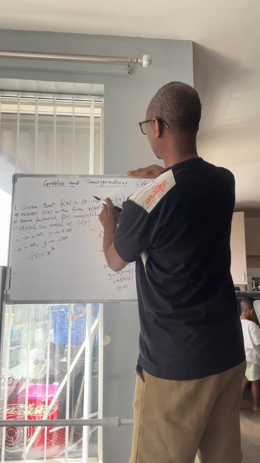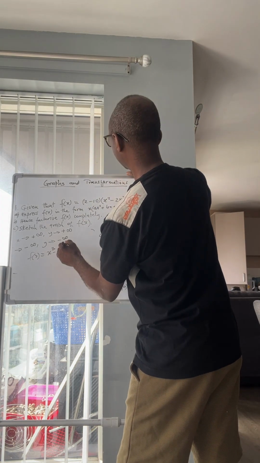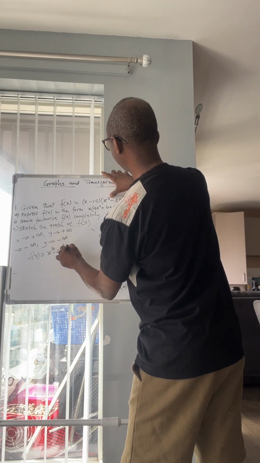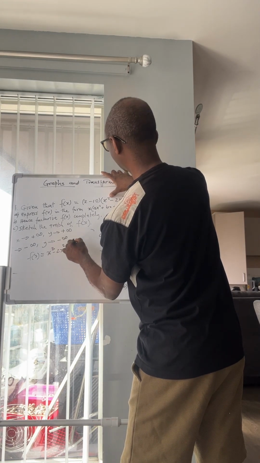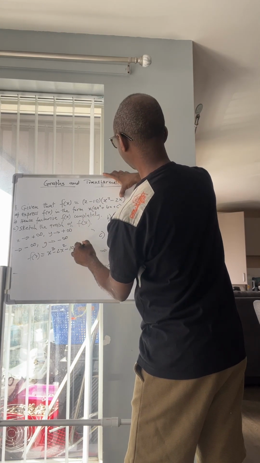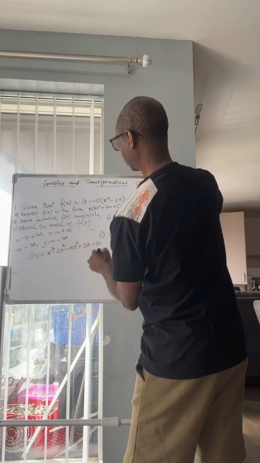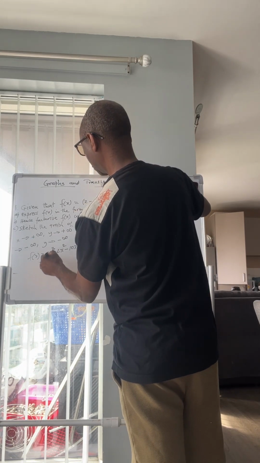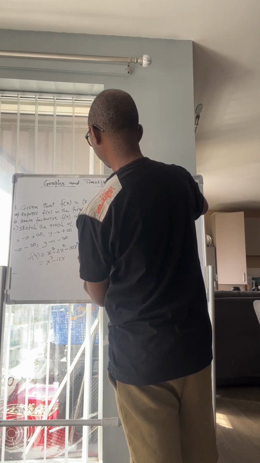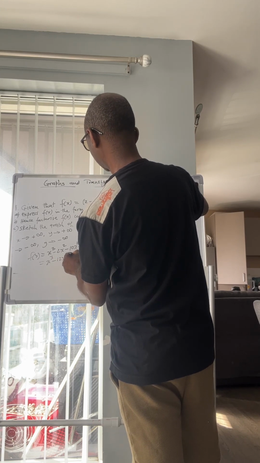X times x squared is x cubed. X times minus 2x, you get minus 2x squared. Minus 10 times x squared, you get minus 10x squared. Minus 10 times 2x, you get plus 20x, and then you get plus 12x. So this will give you x cubed minus 12x plus 32x.